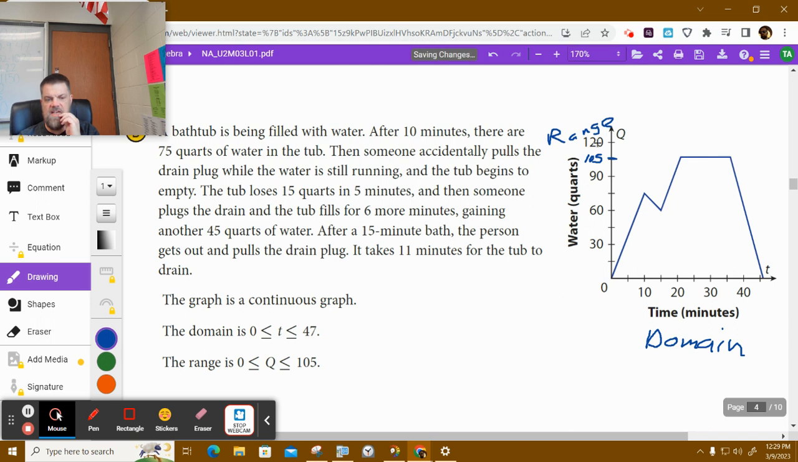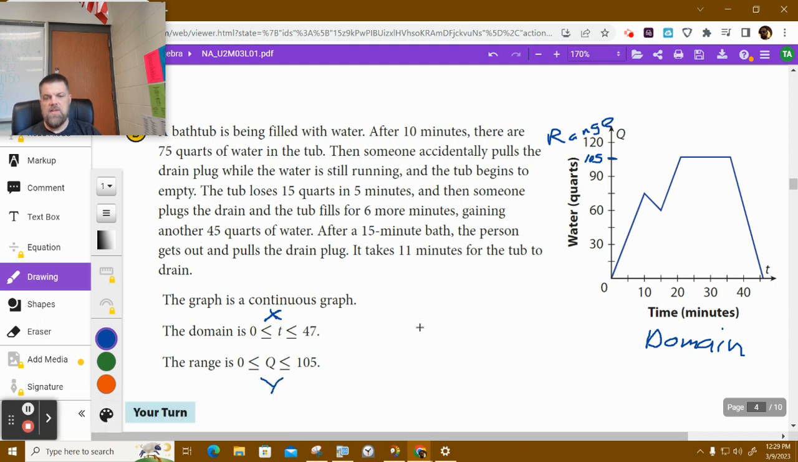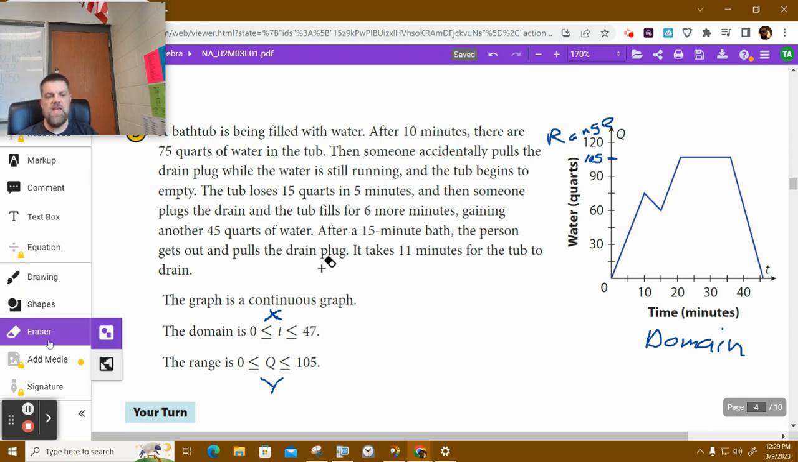say t and capital Q. So this is like x, and this is like y. All right? Are there any questions on that? And then the important thing that I want you to really pick up on is that the tub's behavior, right?